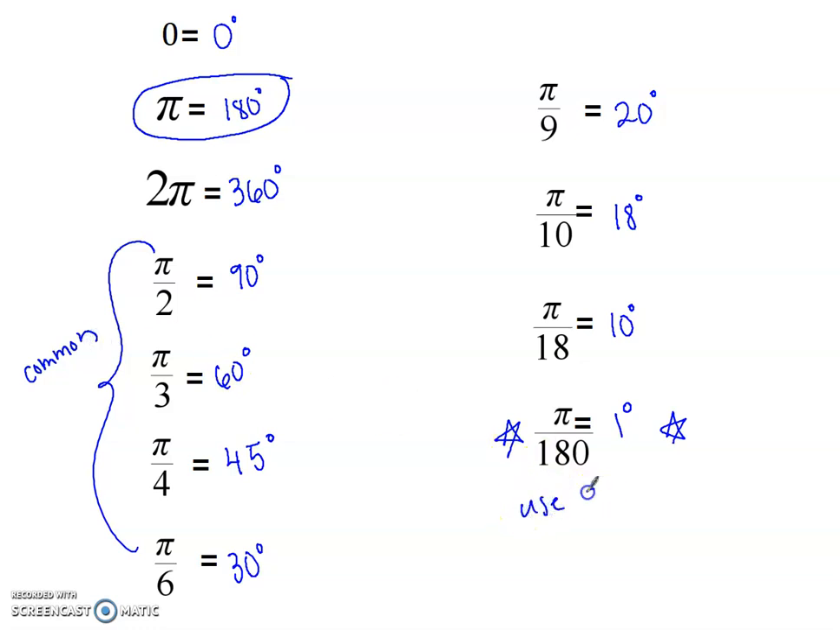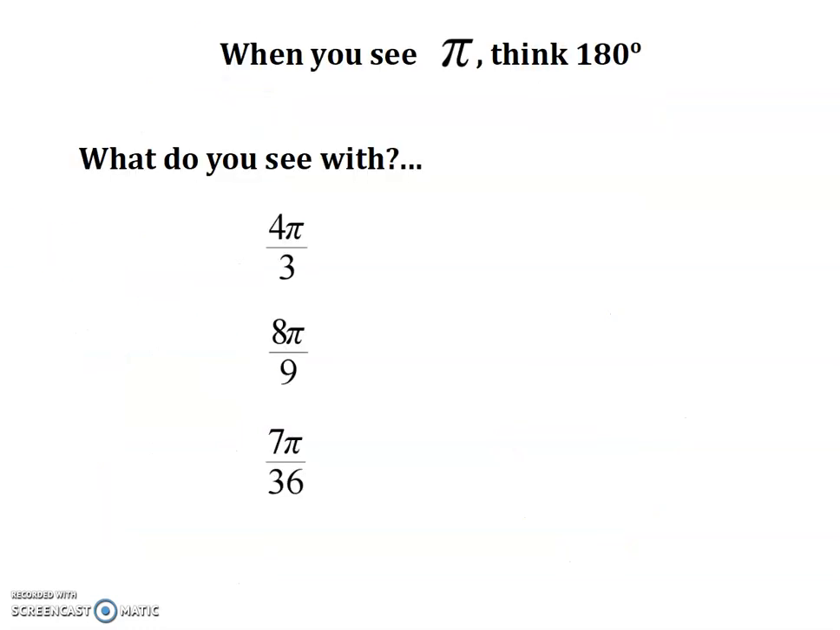This I use when I'm stuck. Use when stuck. So we're going to use these to convert from radians to degrees and degrees to radians. So let's look at a couple examples.